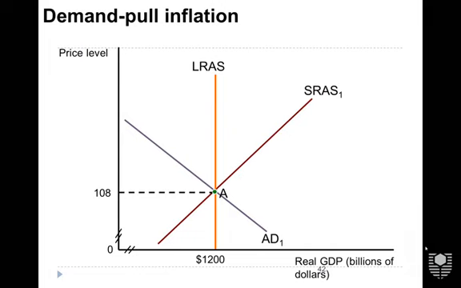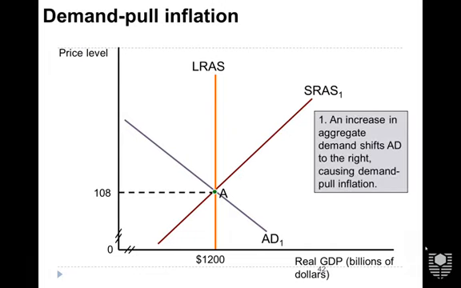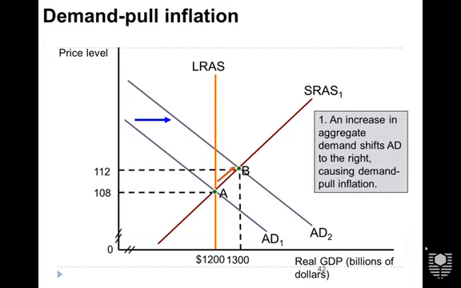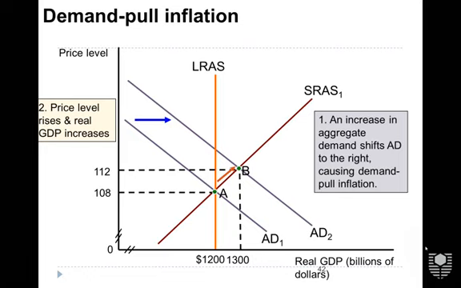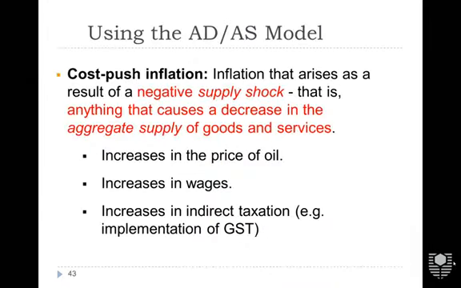So let's have an example here. This is the long run equilibrium. An increase in aggregate demand shifts the aggregate demand curve towards right, causing demand pull inflation. When the demand curve shifts towards right, we move from point A to B, and this leads to a higher price level and real GDP increase. When the prices increase from 108 to 112, this is basically an inflation that has been caused due to an increase in aggregate demand, and because this was because of a higher demand in the economy, it can be termed as demand pull inflation.